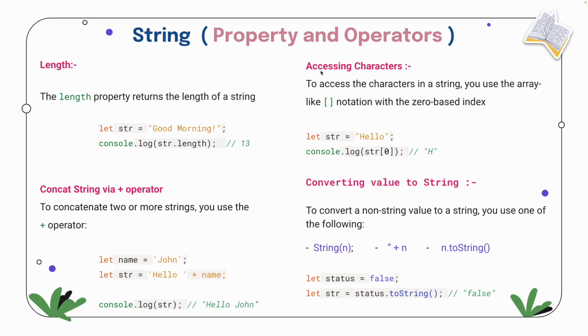Now next, accessing characters. Accessing characters we already know, using bracket notation: str of 0 will give you H, str of 1 will give you E, str of 2 will give you L. Like that we can access each character of the string. Next is concatenating strings using the plus symbol.